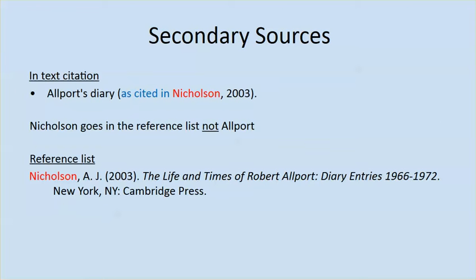Although it's best to find original sources, sometimes this is not possible. If you're going to use a secondary source, remember to use the words "as cited in," followed by the author's last name of the text you actually read, add the year of publication, put everything in parentheses. Only the author of the secondary source goes into the reference list, as this was the text you read.